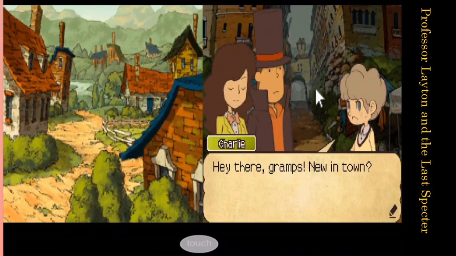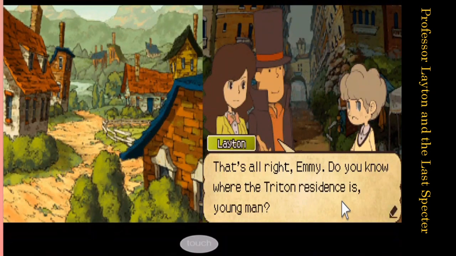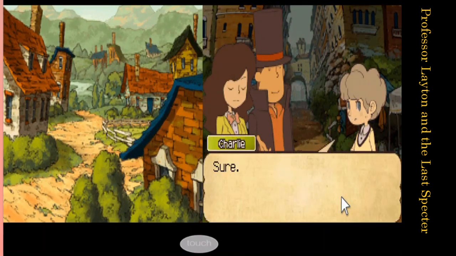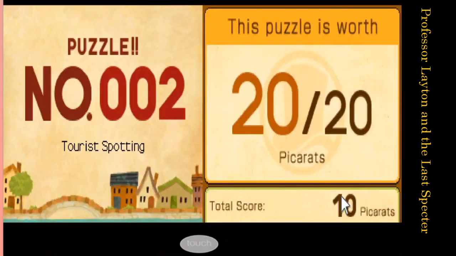Hey there, Gramps. New in town? Gramps, the professor doesn't look that old. That's alright, Emmy. Do you know where the Triton residence is, young man? Sure, but I'm not telling you unless you solve my puzzle. Alright, I'll solve your puzzle.